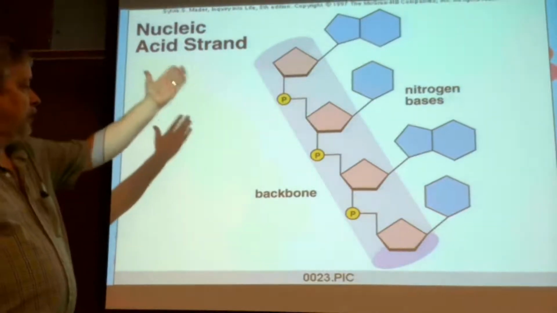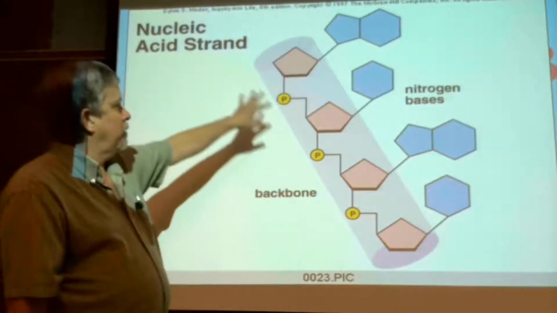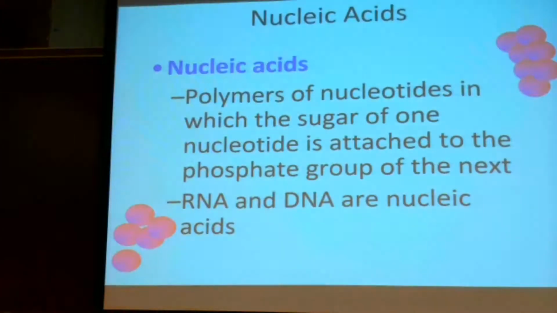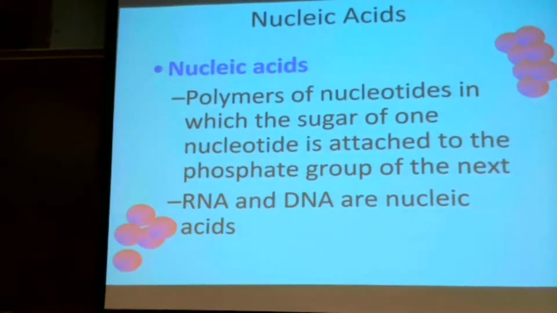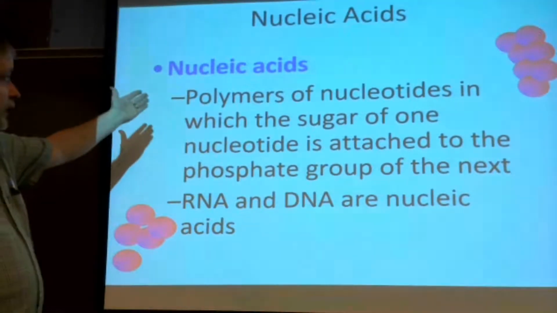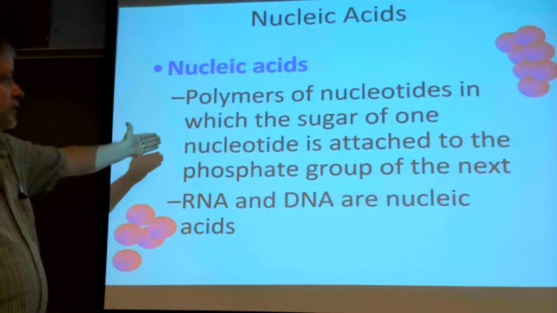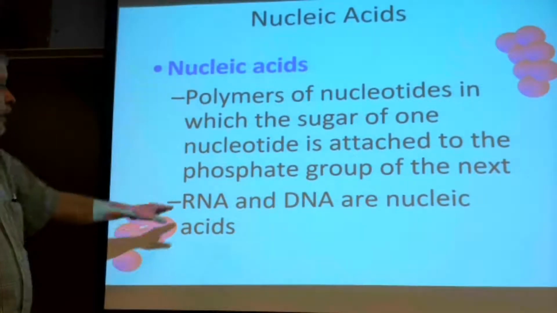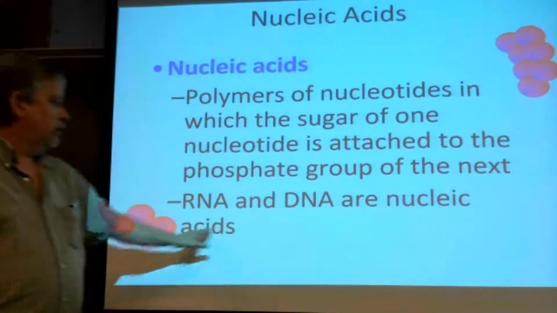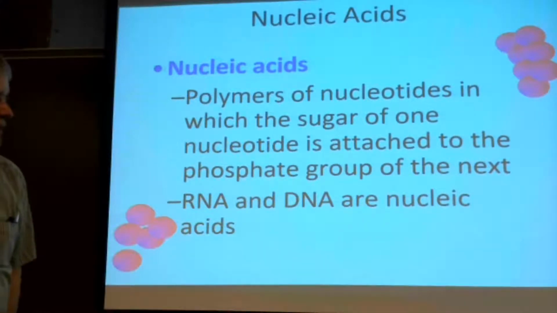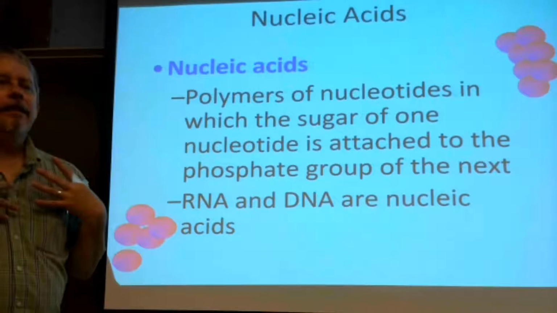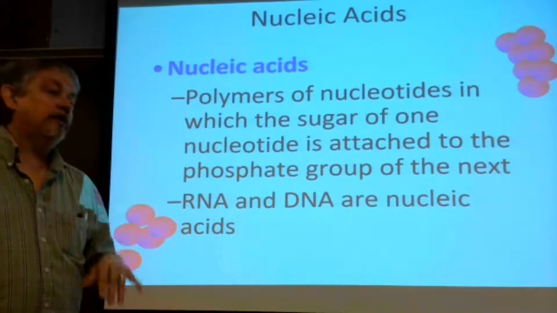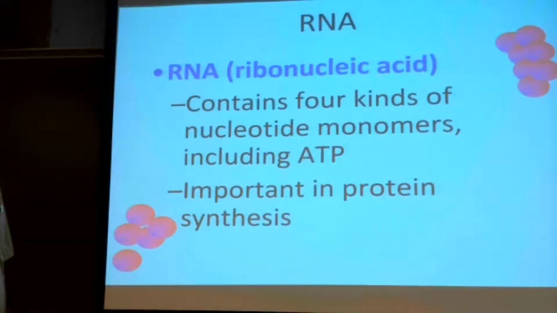So there's a nucleic acid. It has this backbone here, and then the nitrogen bases attached to it. So a nucleic acid is polymers of nucleotides in which the sugar of one nucleotide is attached to the phosphate group of the next, and so on and so on. RNA and DNA are nucleic acids. So these are the guys that hold the information about how your body is going to make all the different proteins that it needs to make.